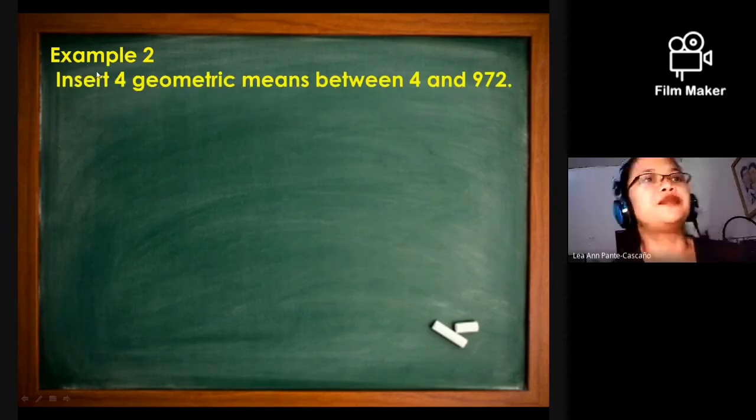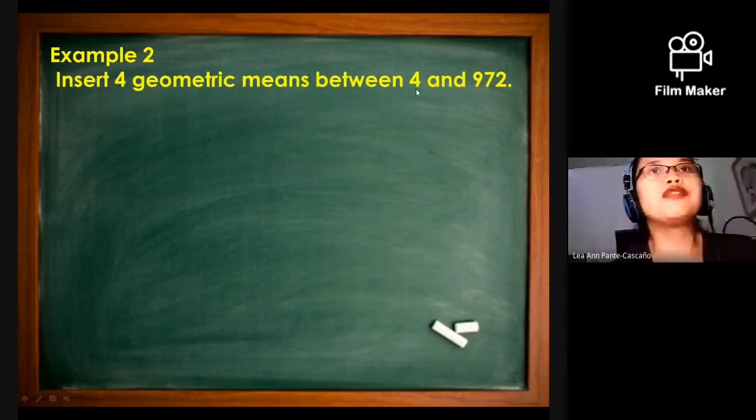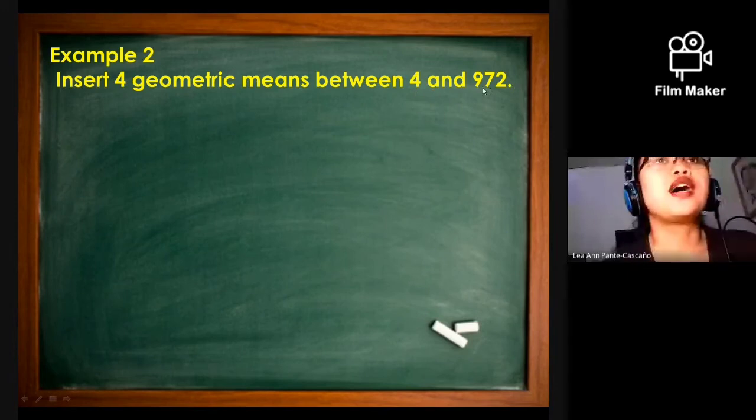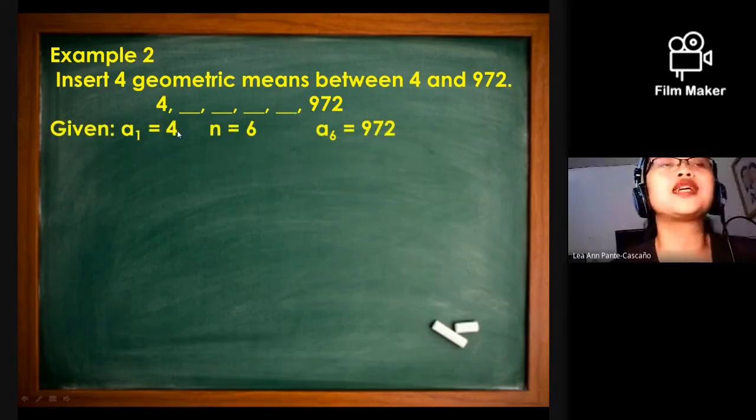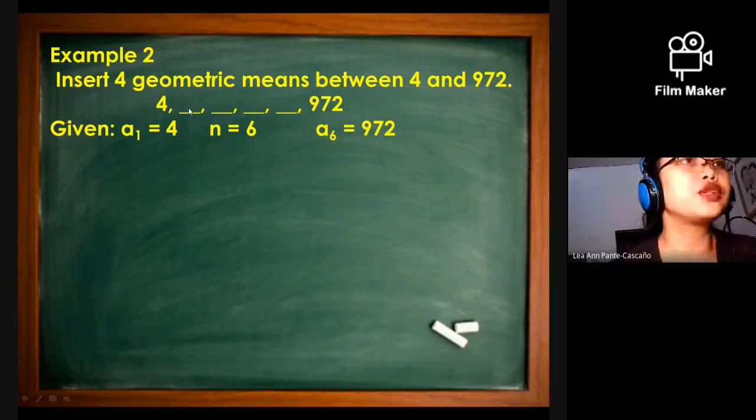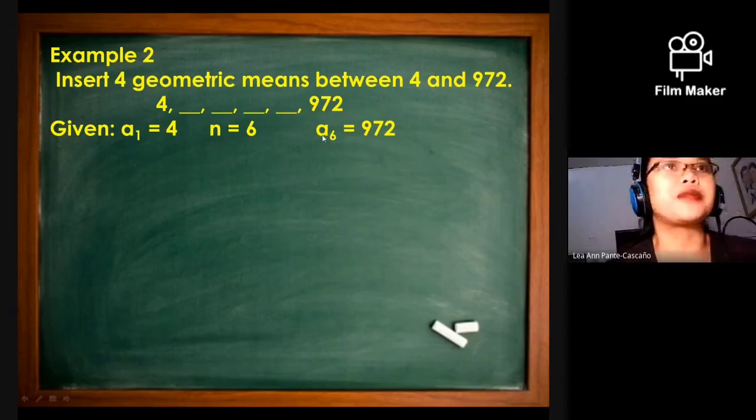Example number 2. Insert 4 geometric means between 4 and 972. Ang first term daw ay 4, ang last term 972. Maglalagay tayo ng apat na geometric means. So ganito po mangyayari. First term ay 4, insert 4: 1, 2, 3, 4. Last term 972. Given rather is 4. Number of terms 6: 1, 2, 3, 4, 5, 6. Tama po. Last term or a sub 6 is 972.